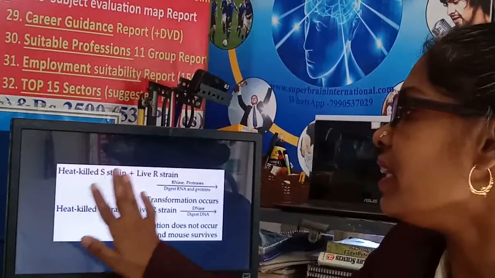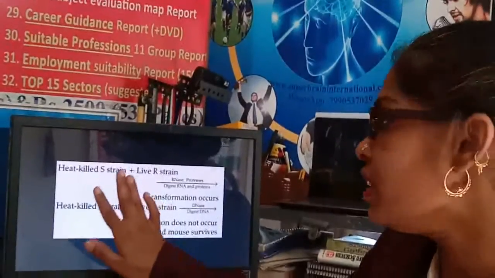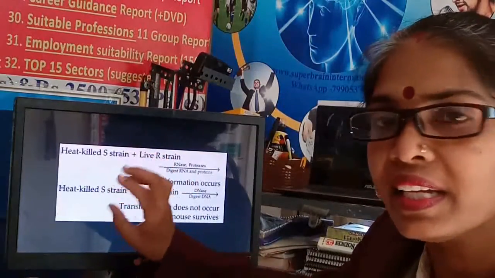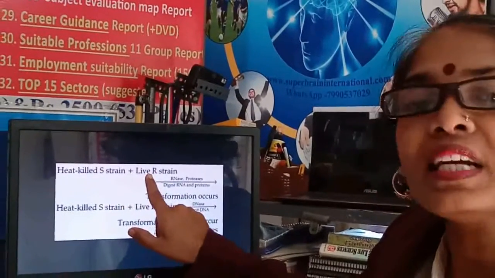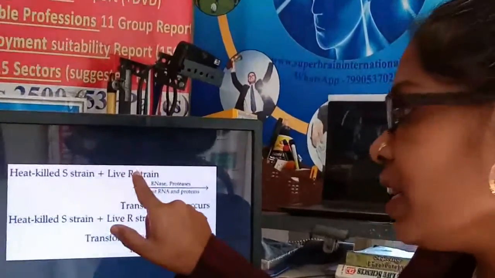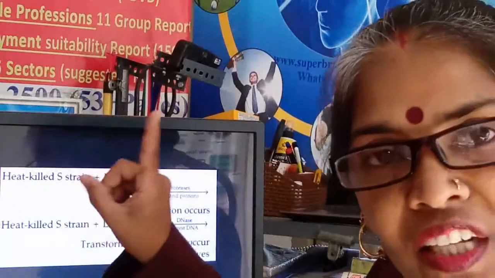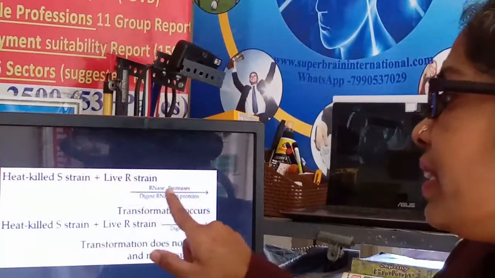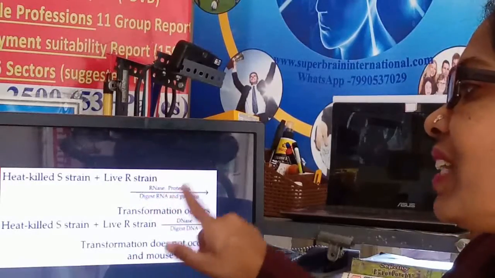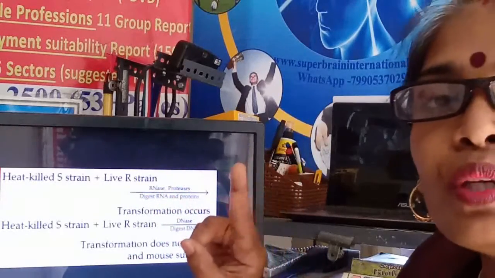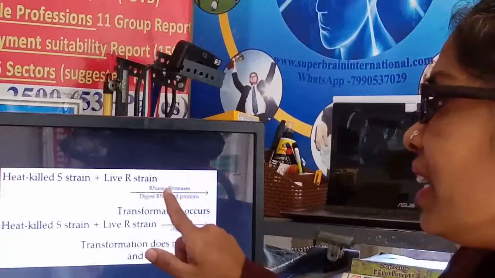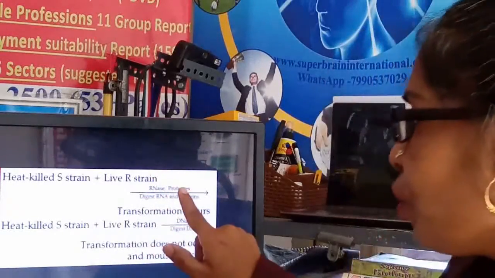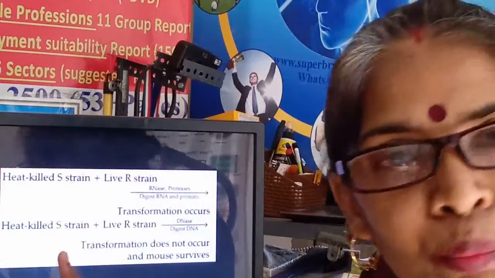See, heat-killed S strain in which these biomolecules are there, like DNA, RNA and protein. Then they also added live R strain, because the same thing Griffith had done. So they took the mixture of these two. Then they added RNase and protease. These are the two digestive enzymes. RNase enzyme digests the RNA and protease enzyme digests the protein.